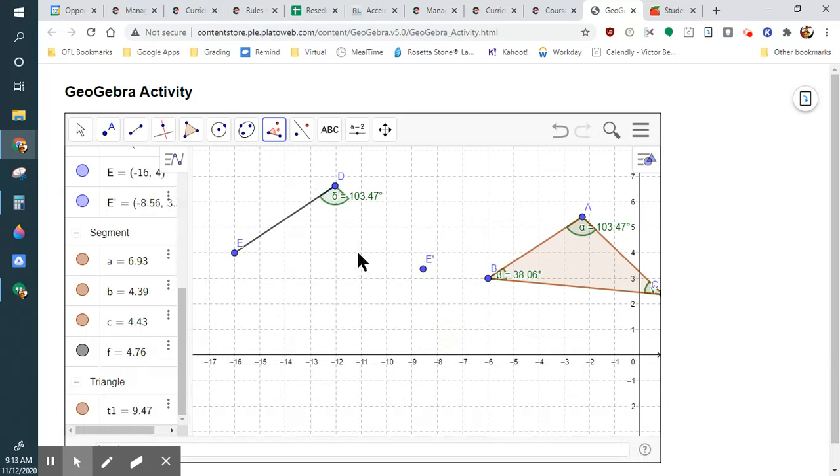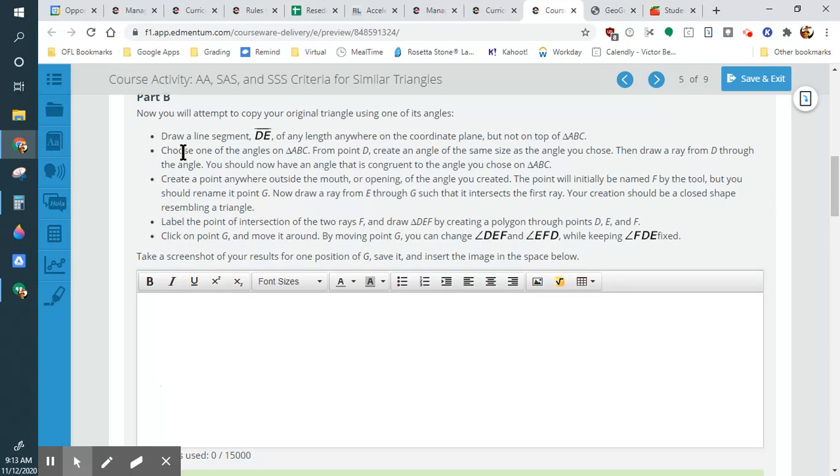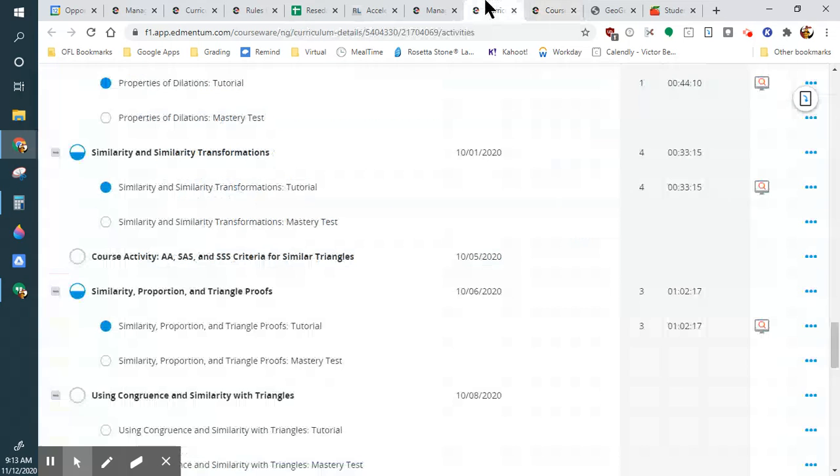And you'll see that it looks the same. If you did it the wrong way and you're like, oh, that doesn't look like the triangle at all, just redo it and put the other side. So if it wasn't supposed to be clockwise or it wasn't supposed to be counterclockwise, do the other one. So we did that angle. So choose one of the angles, blah, blah, blah. Draw a ray through that angle. You should now have an angle that's congruent.